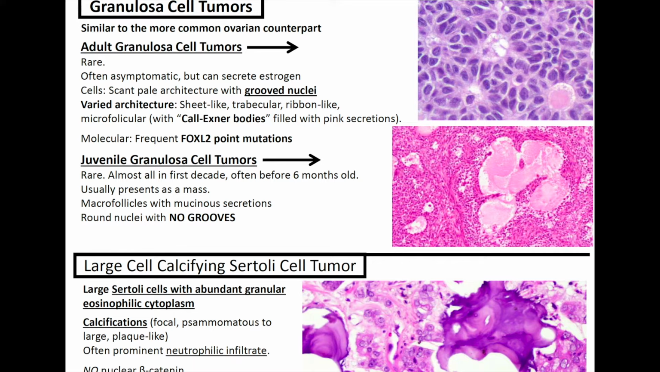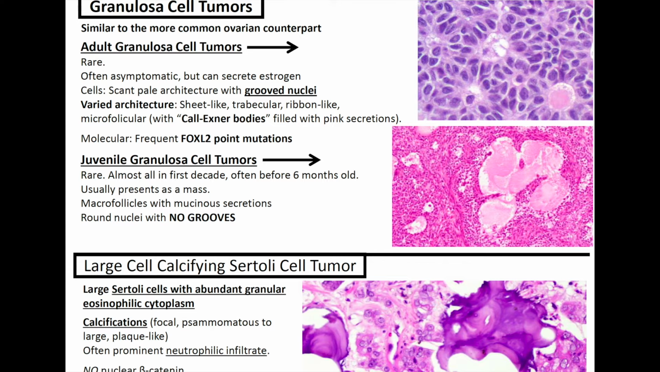Next up, we've got granulosa cell tumors. These are similar to the more common ovarian counterpart. You can have an adult granulosa cell tumor. These are rare, often asymptomatic, but they can secrete estrogen. As far as cells, you're going to have scant pale cytoplasm with grooved nuclei, or I've heard coffee bean nuclei. There's going to be varied architecture, sheet-like, trabecular, ribbon-like, microfollicular, with Call-Exner bodies filled with pink secretions.